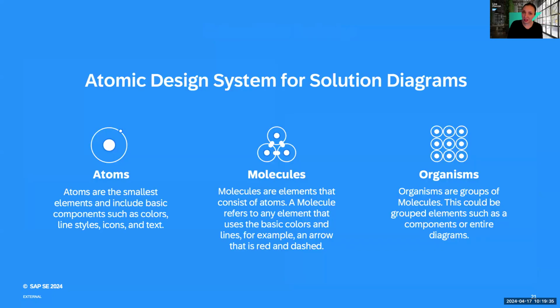The design system for the BTP solution diagrams is an atomic design system, which means we have the very basic elements such as colors or line styles. Then we have the molecules, for example, a shape that is created from those, and then the organisms, which could be small components like a basic layer for BTP or even a whole diagram.